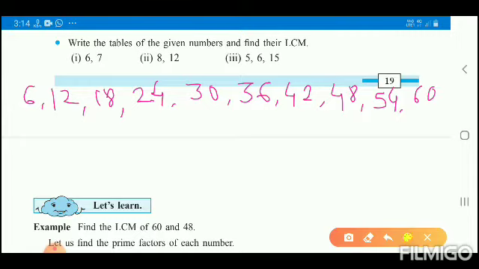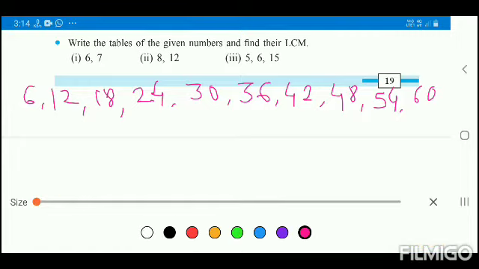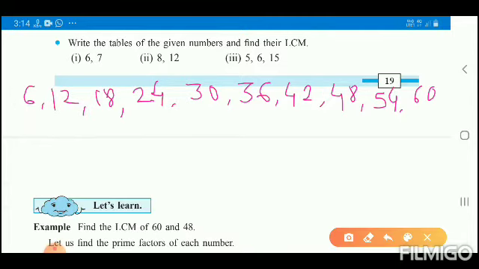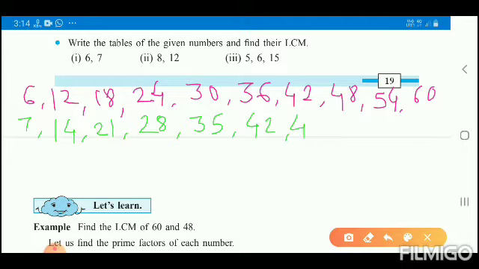Okay, now I will write the table of 7. 7 1s are 7, 7 2s are 14, 7 3s are 21, 7 4s are 28, 7 5s are 35, 7 6s are 42, 7 7s are 49, 7 8s are 56, 7 9s are 63 and 7 10s are 70.